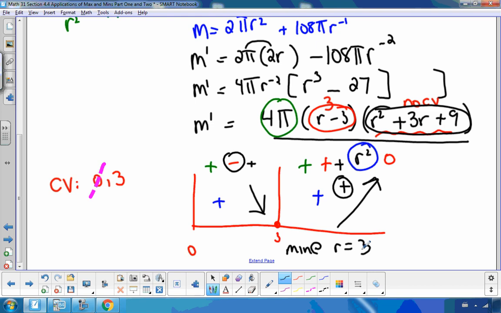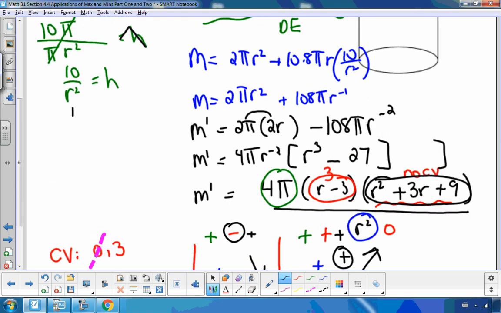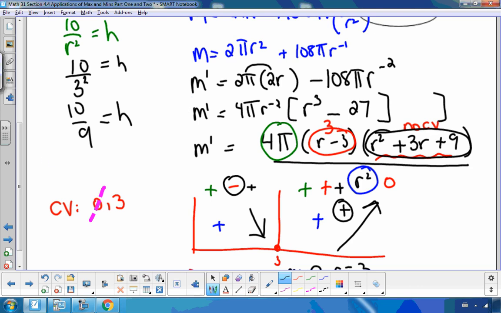Okay, so it says find the dimensions. I found the radius. Now I have to go back up here and find the height. So I'll just replace my radius with 3. And then simplifying, I get 10 over 9. So the dimensions are going to be 3 meters by 10/9 of a meter. And that would give us the least cost.